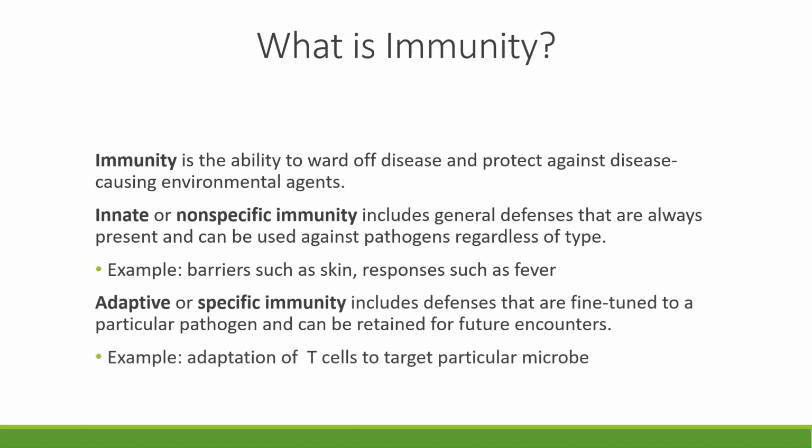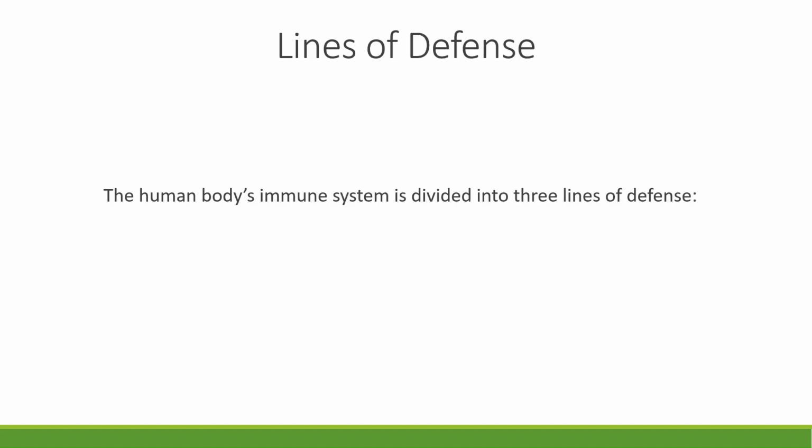Together, innate and adaptive immunity form a powerful defense system that keeps us protected from infections and helps our body fight disease efficiently. The human body's immune system has three lines of defense to protect against disease. The first line of defense prevents pathogens from invading in the first place.